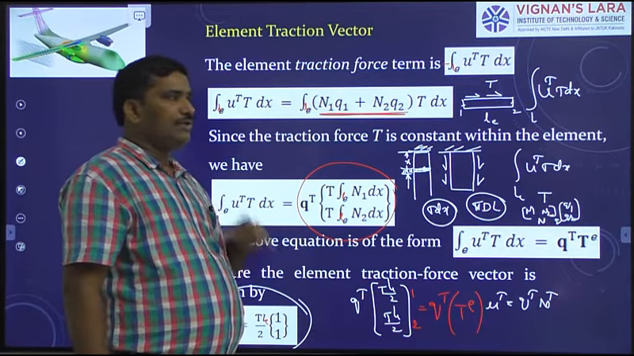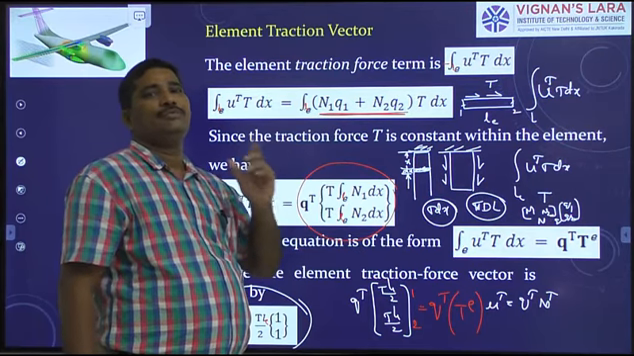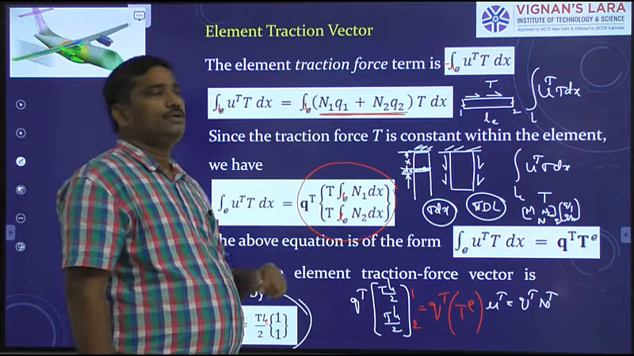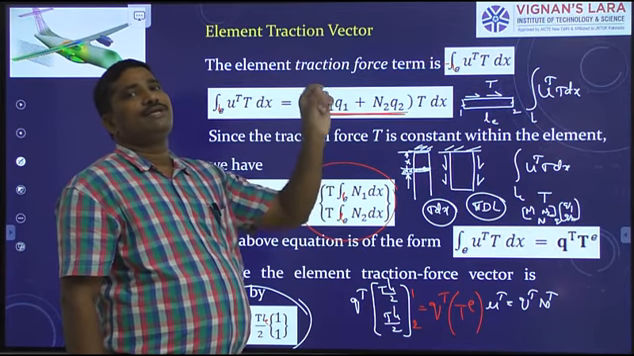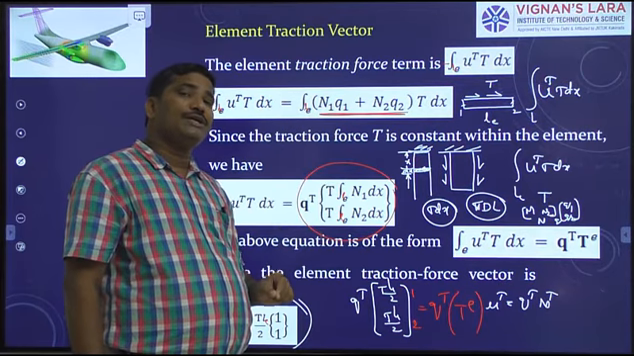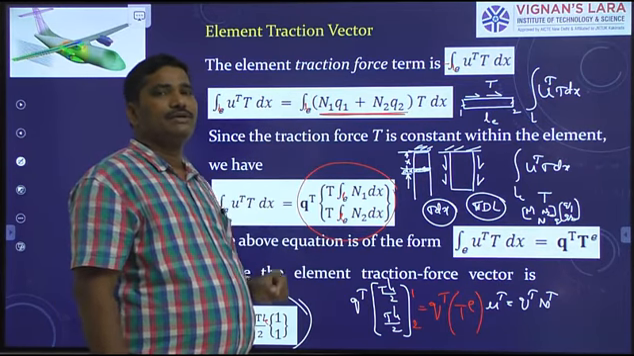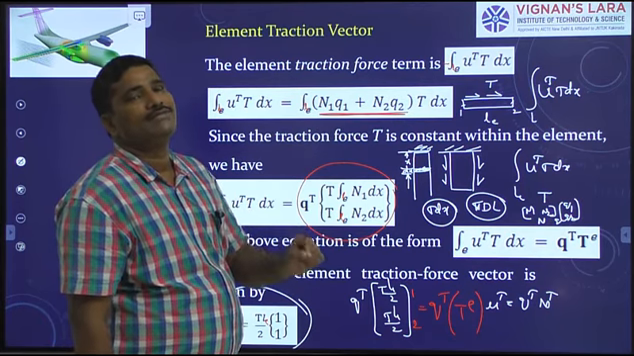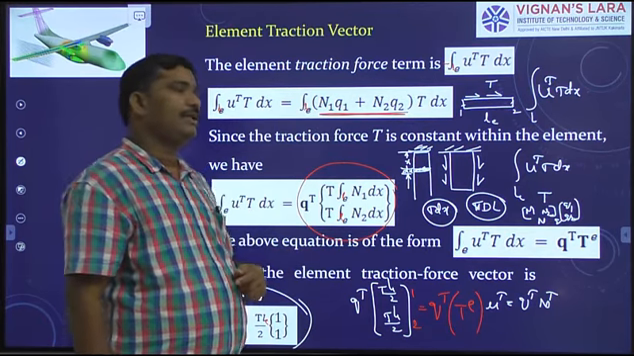I told you, when there are 10 elements in the domain, for each element you have determined all these matrices. For each element you have determined the element stiffness matrix, the element body force vector, and the element traction vector.